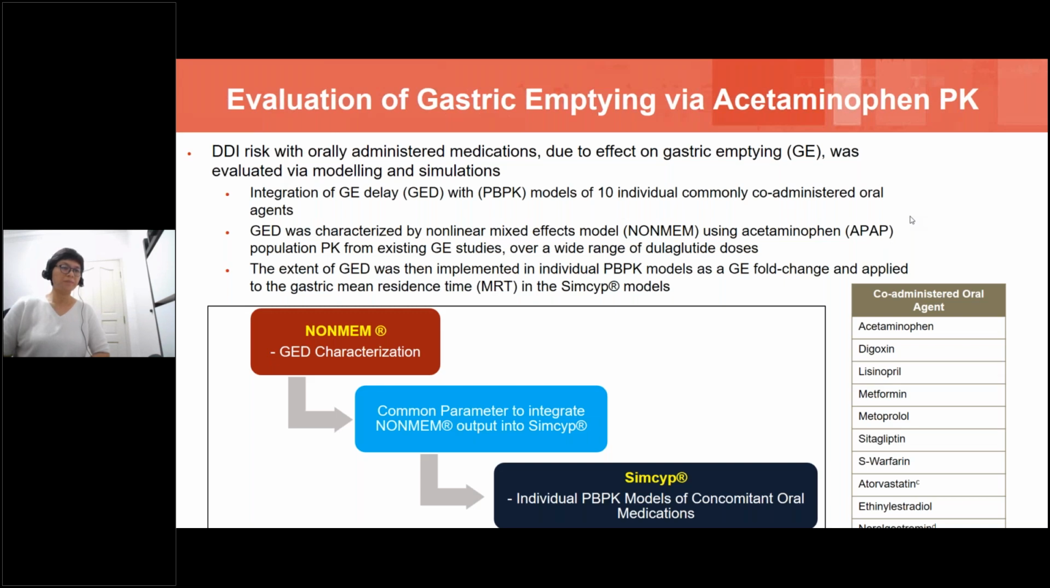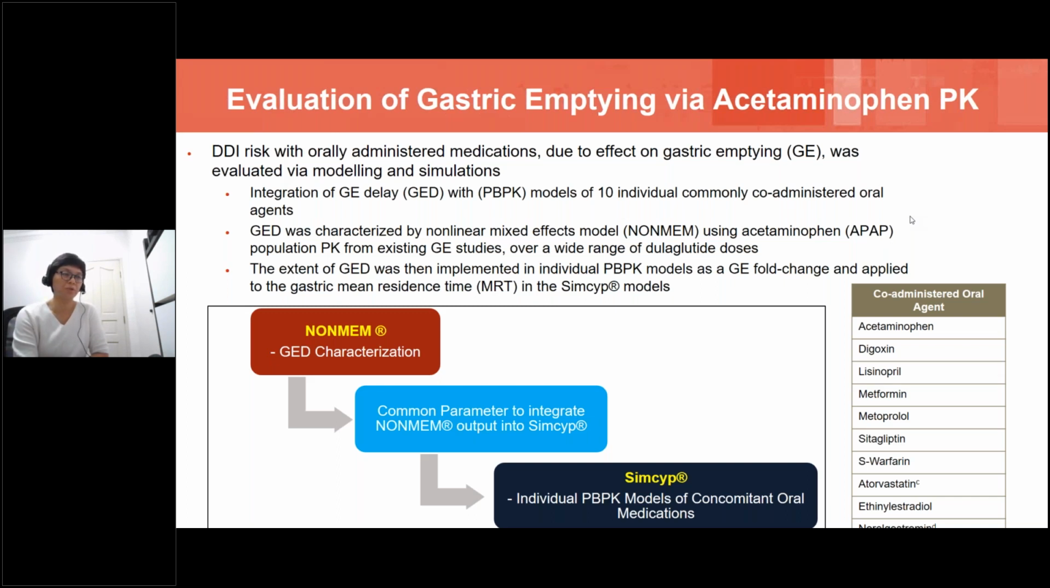So what we have done here in terms of characterizing the gastric emptying delay of dulaglutide is to administer a dose of oral acetaminophen to our patients or subjects, and then look at the PK profile, or the systemic concentrations, of acetaminophen after the oral dose. The reason why acetaminophen is a good marker for gastric emptying is because it is very poorly absorbed in the stomach, but it's absorbed very rapidly once it is emptied into the small intestine.